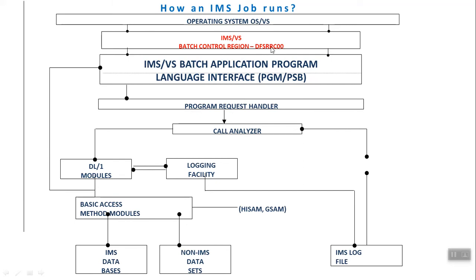The first parameter is the type of processing, which can be either DLI, BMP, MSG or MPP. If it's a batch backout program, we pass DBB. Normally for an application program we use DLI or BMP, and the second parameter will be the application program name, and the third parameter will be the PSB name.